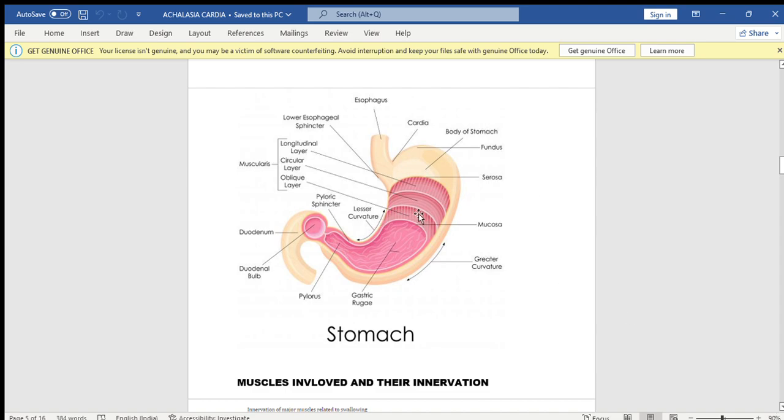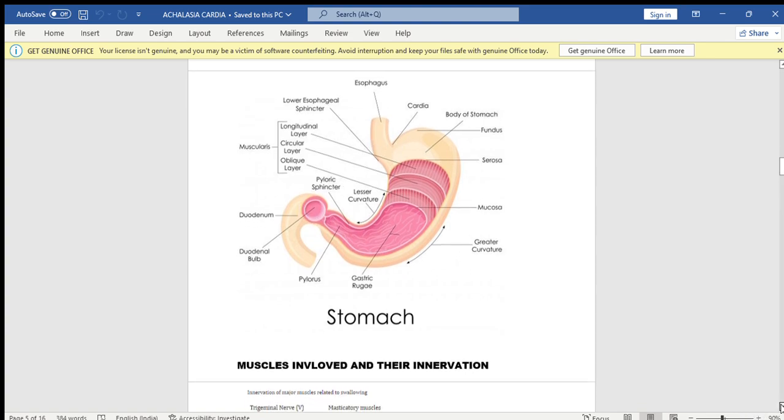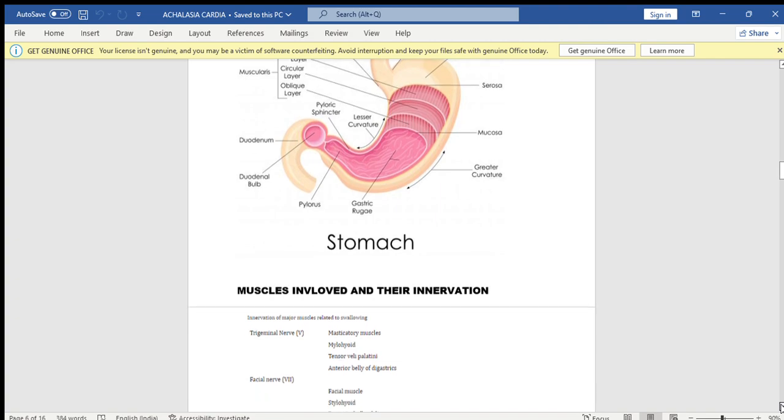Now this is a diagram showing you the stomach, the different linings of the stomach. Here is the esophagus, this is the cardia, this is the body of the stomach, the fundus, then you have layers, the serosal layer, the mucosal layer, and you have the muscularis layer over here, which again is formed from three layers: longitudinal, circular and oblique layer. Greater curvature of the stomach. Inside the stomach you have gastric rugae, this is the pylorus, the pyloric sphincter, duodenum, duodenal bulb. Okay, so this is to help you remember the basic anatomy and physiology of the stomach.